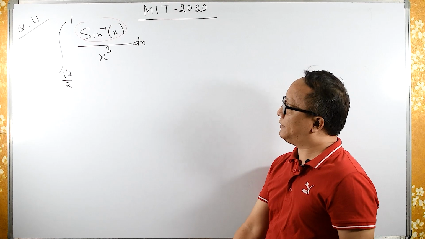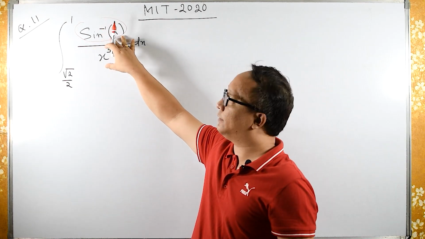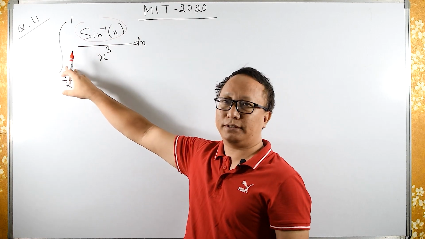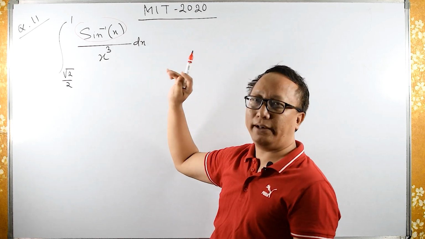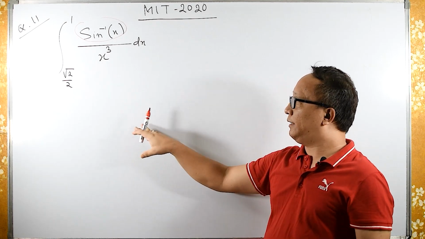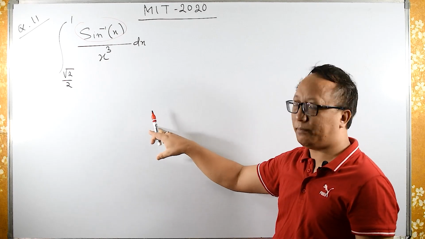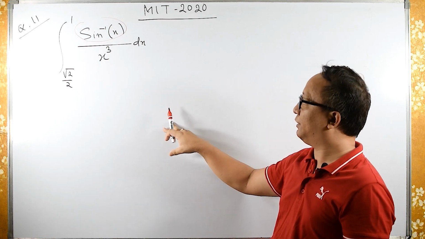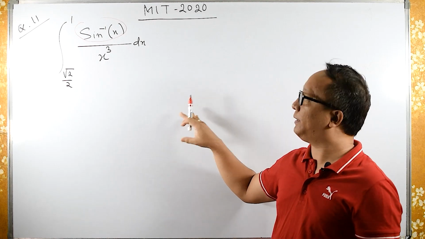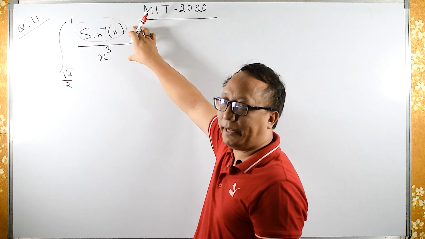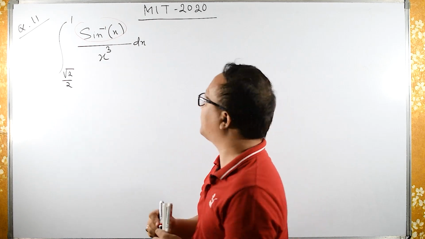And another way is you directly substitute u equals sine inverse x, change the limit, convert everything in terms of u, and you will have some integral of algebraic as well as trigonometric functions. Then also you have to apply integration by parts. So that method also you can solve, but I will solve directly applying integration by parts. Now let's apply this integration by parts.